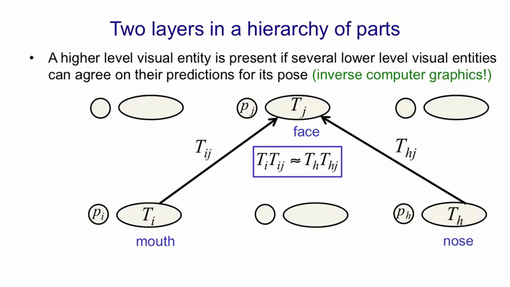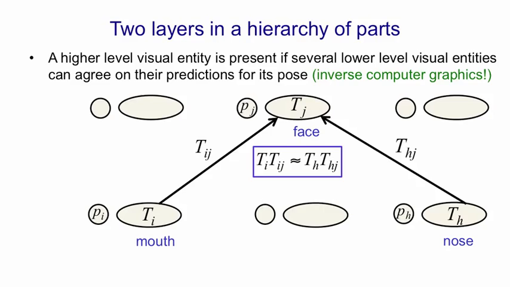We have a similar representation in the layer below, where we have a representation of the pose for a mouth and a representation of the pose for a nose. And we're going to recognize a face by noticing that those two representations make consistent predictions.